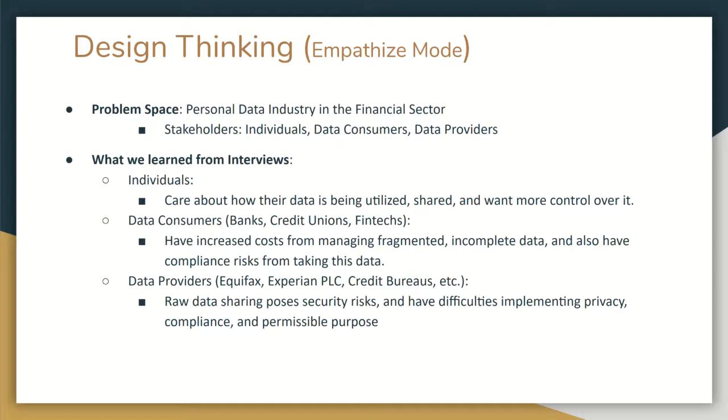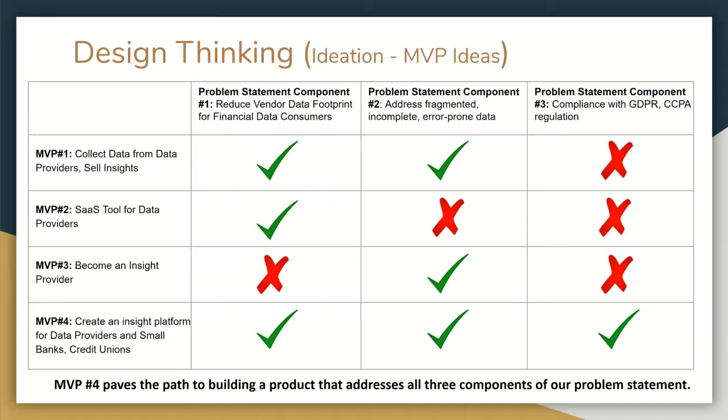And in our additional design thinking, we supported this problem statement by interviewing these 3 stakeholders, which include individuals, data consumers, and data providers. And we used their insights and learnings in order to shape our problem statements from the slide before this. And so again, once we took our problem statement as well as our 3 pain points, we iterated on several MVP ideas, and in the end we narrowed down to one, which is to create an insight platform for data providers as well as small banks and credit unions.